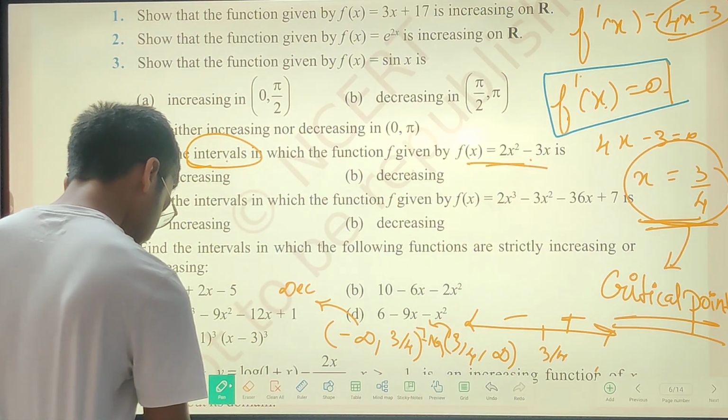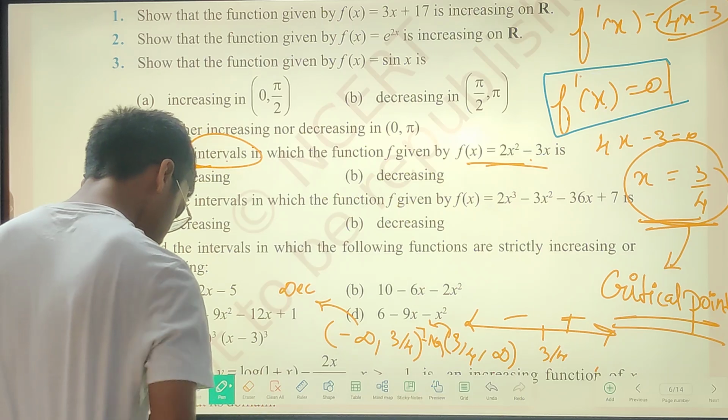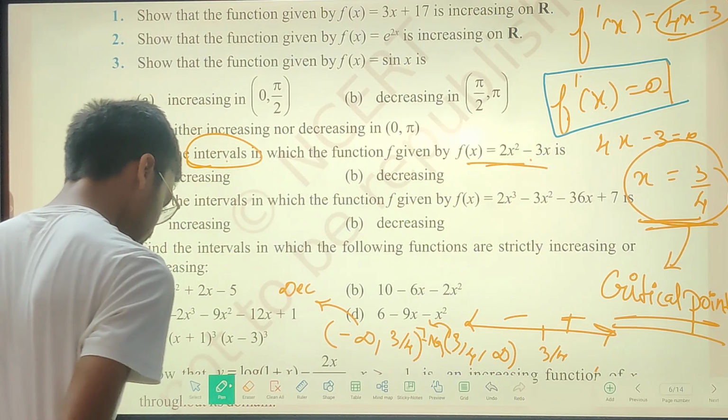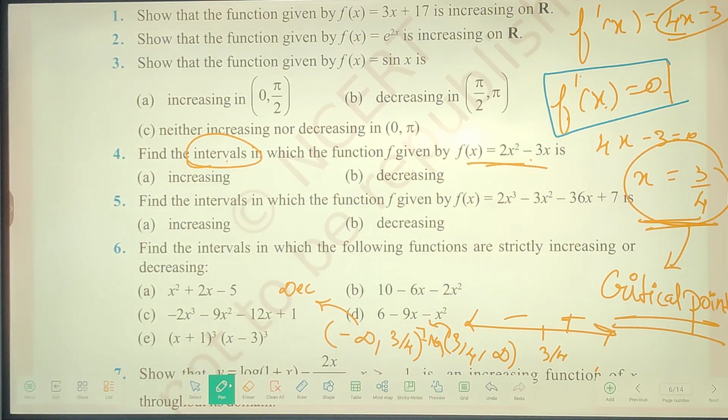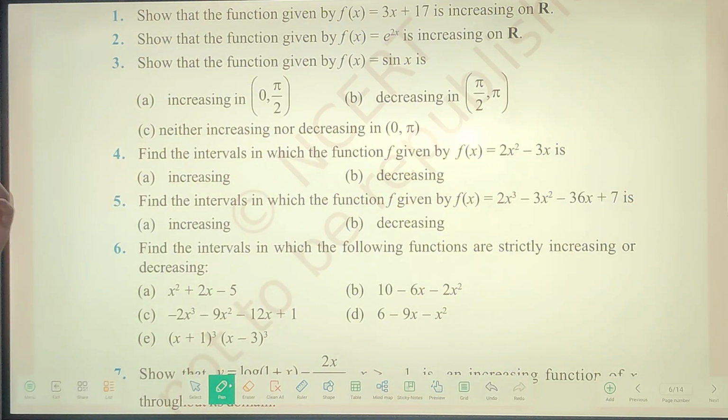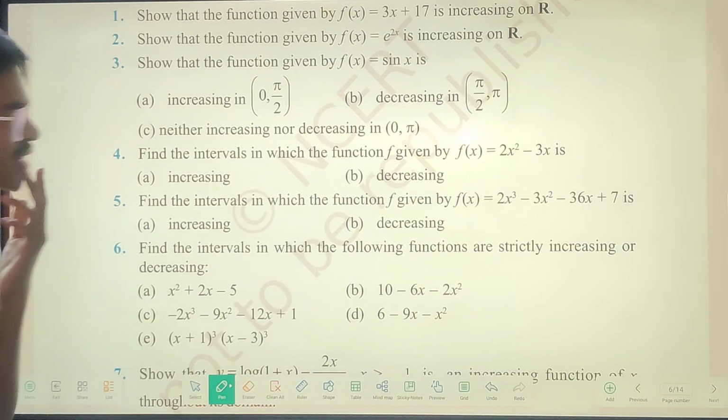Which question are we doing? Okay, so that's it. This is also correct. It is correct, everything.